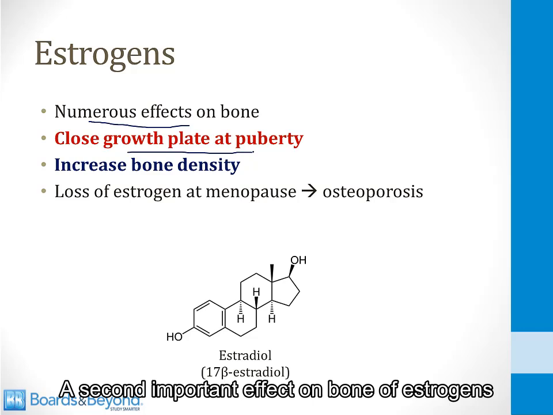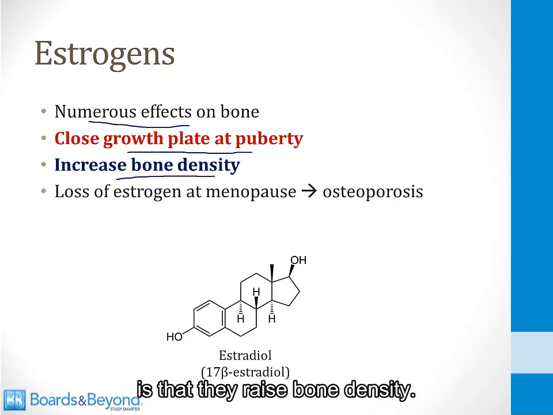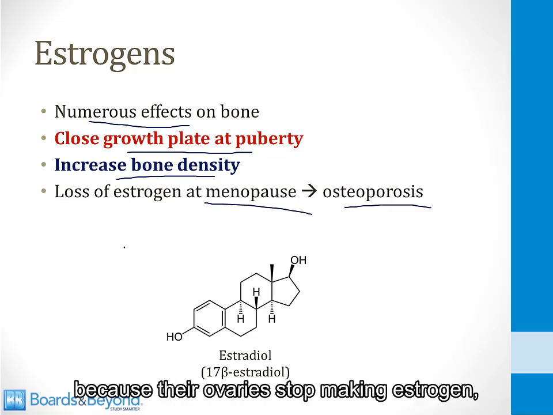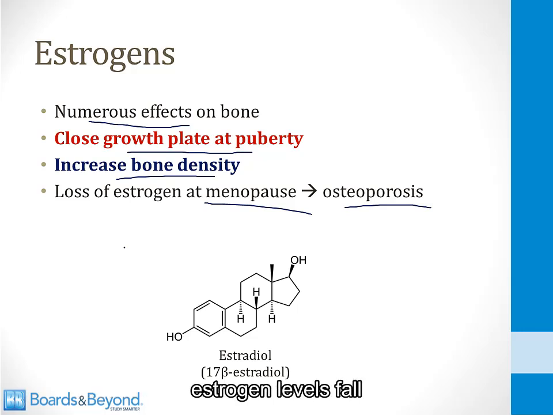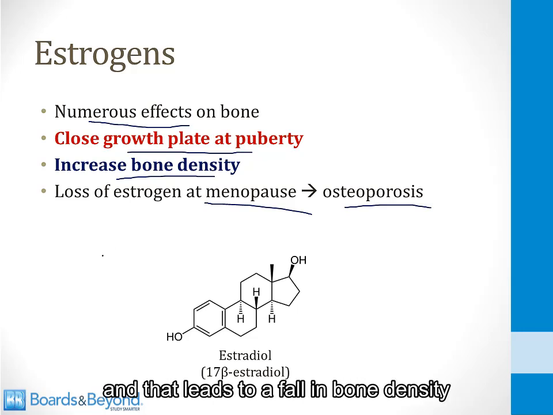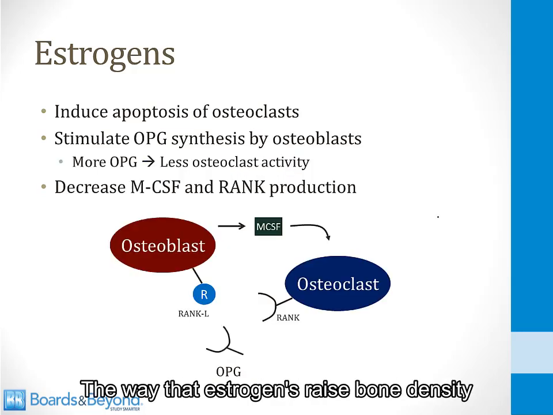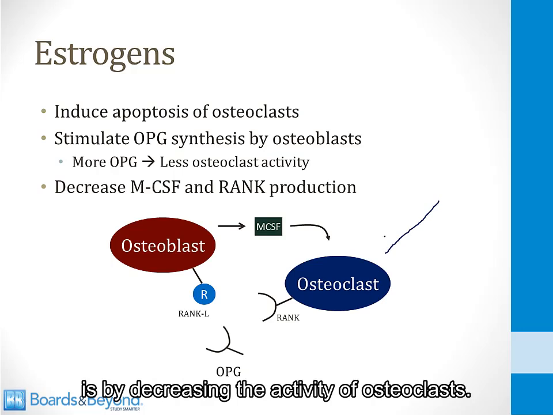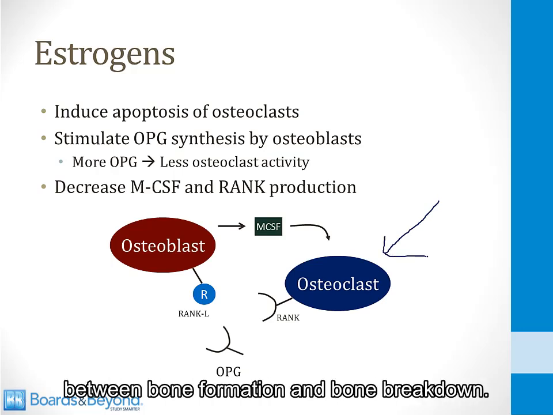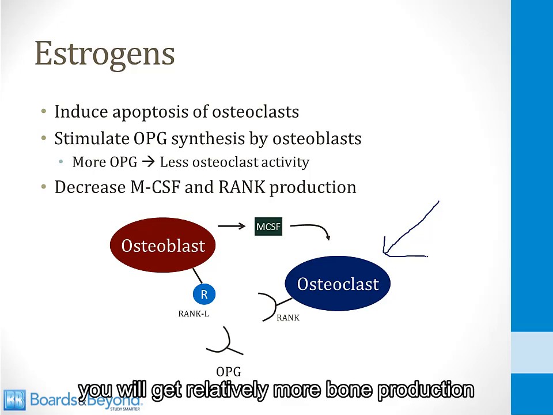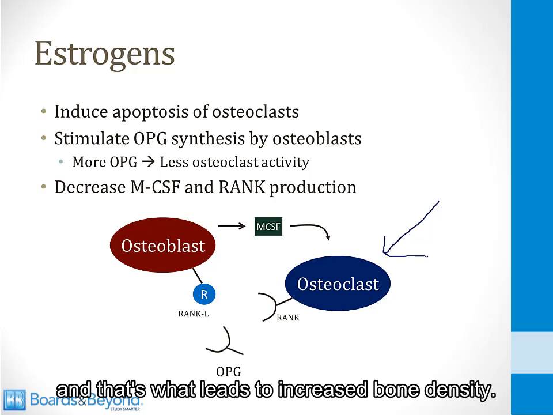A second important effect on bone of estrogens is that they raise bone density, and this is why women often develop osteoporosis at menopause, because their ovaries stop making estrogen, levels fall, and that leads to a fall in bone density, and that leads to osteoporosis. The way that estrogens raise bone density is by decreasing the activity of osteoclasts. Remember, there's always a balance between bone formation and bone breakdown. If you decrease the amount of bone breakdown by osteoclasts, you will get relatively more bone production, and that's what leads to increased bone density.